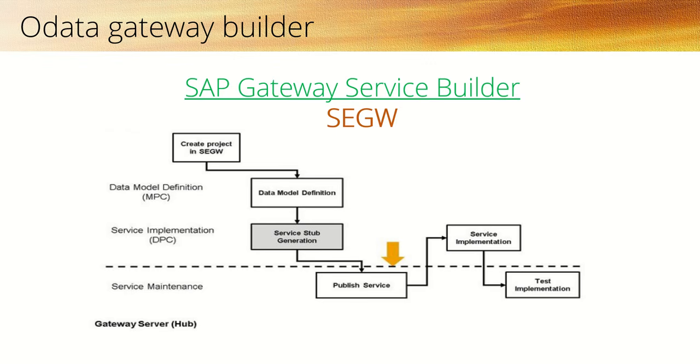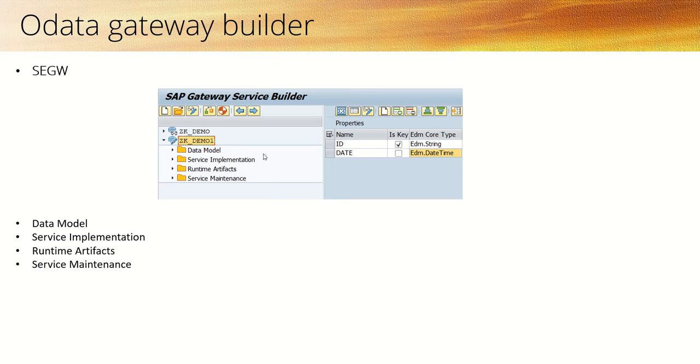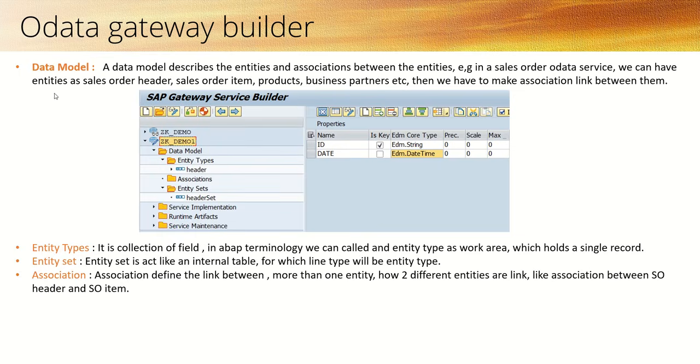So once we log into the SEGW transaction code, first we have to create the project. Once we create the project, there are 4 different components. The first is the data model, then the service implementation, runtime artifacts, and the service maintenance. What is the data model? The data model describes the entities and the associations between the entities.